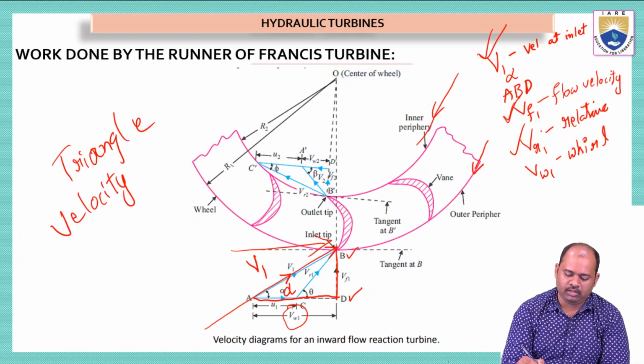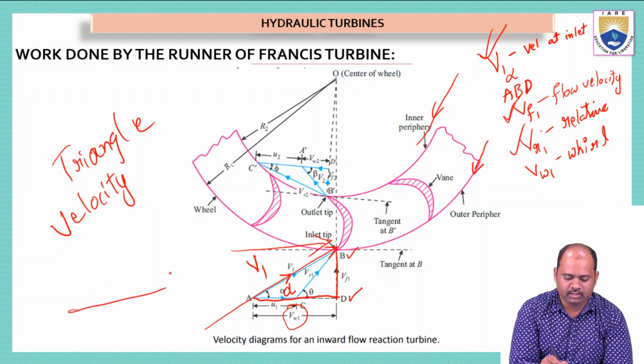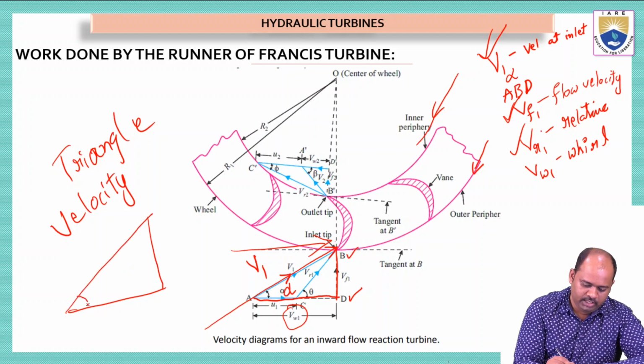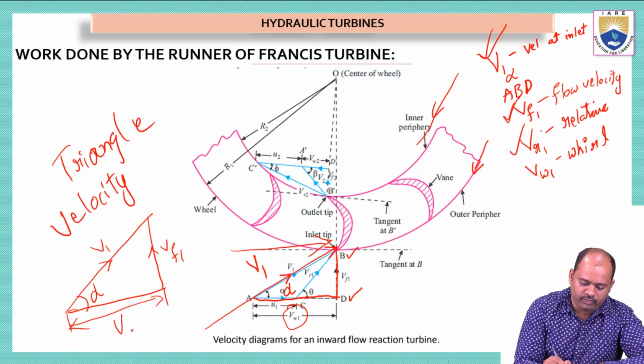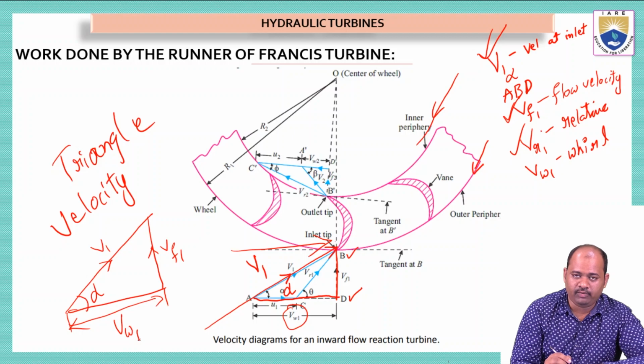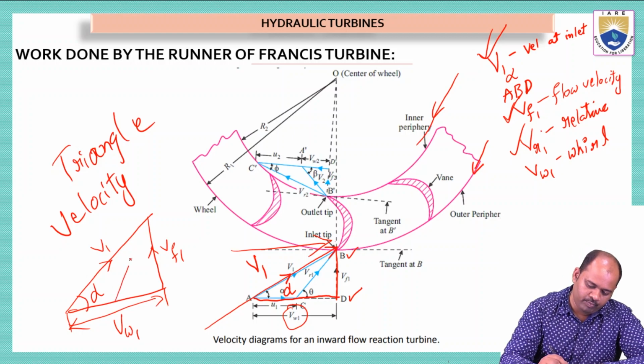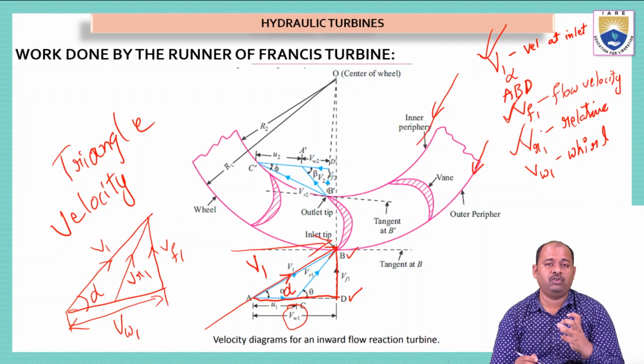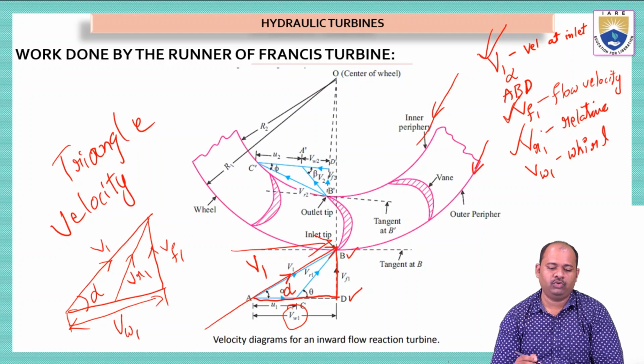See here, this is the horizontal line and this is the vertical line and this is the triangle. This is alpha, this is V1, this is VF1, flow velocity, and from here to here, this entire thing is called VW1, whirl velocity. And at the center we have another component, that is VR1, the relative velocity. Because of this relative velocity, we can identify the difference of velocity between the water and the turbine vane.